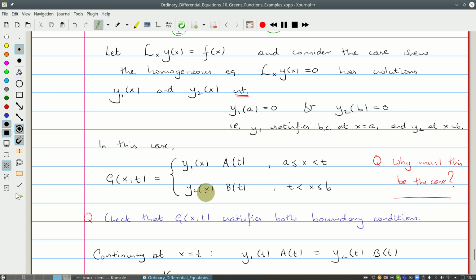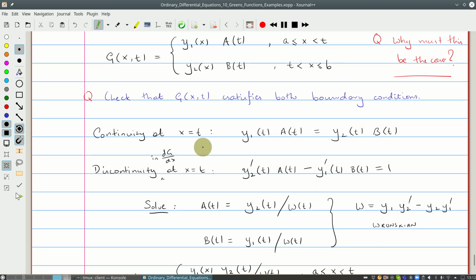Why couldn't we choose it the other way around, or why couldn't we choose a linear combination? I'd like you to show that the only possible solution is that we have y1 on the left hand side and y2 on the right hand side. And of course we have some unknown functions of t, a of t and b of t, which multiply these two. So check that G satisfies both boundary conditions.